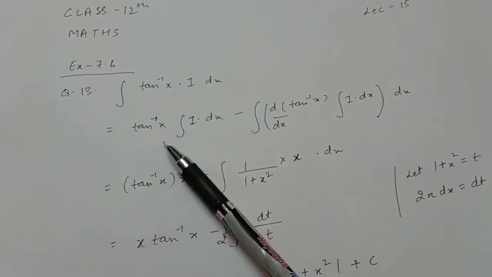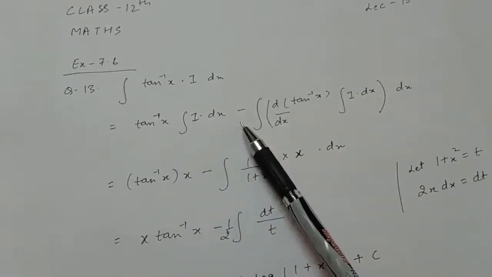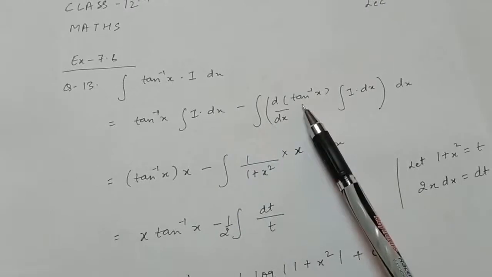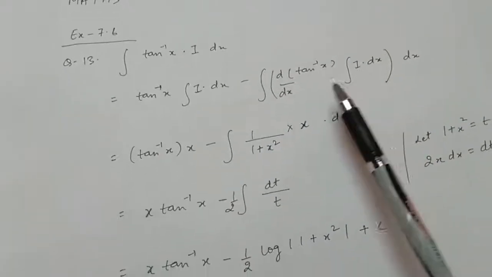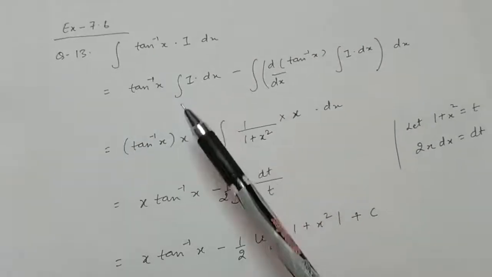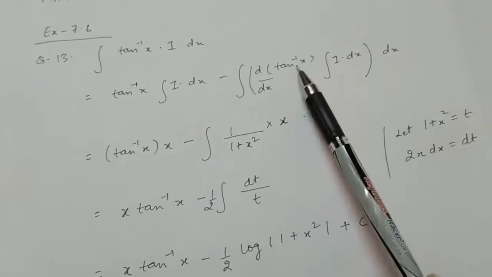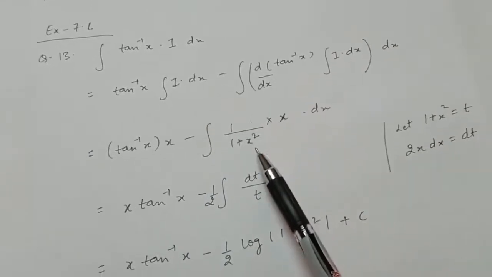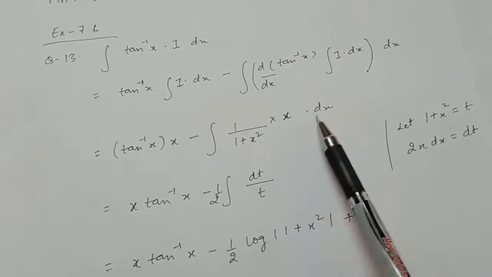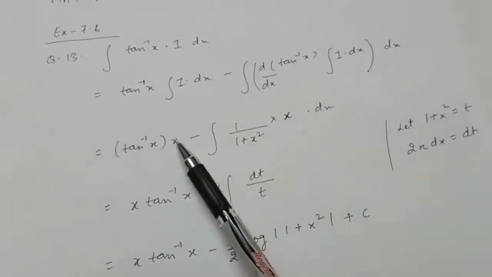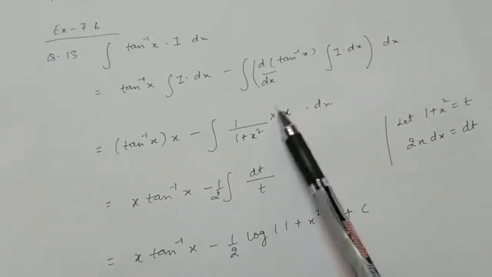Now this will be equal to tan inverse x into the integral of 1, minus the integral of the derivative of tan inverse x into the integral of 1. Now the integral of 1 is x, and the derivative of tan inverse x is 1 upon 1 plus x square, into x dx. Now this term as it is. Now see how to solve this.